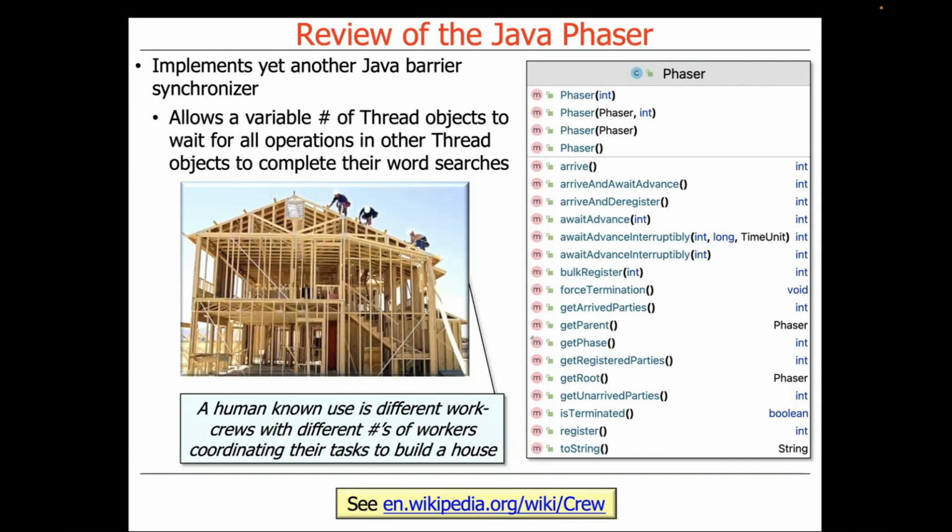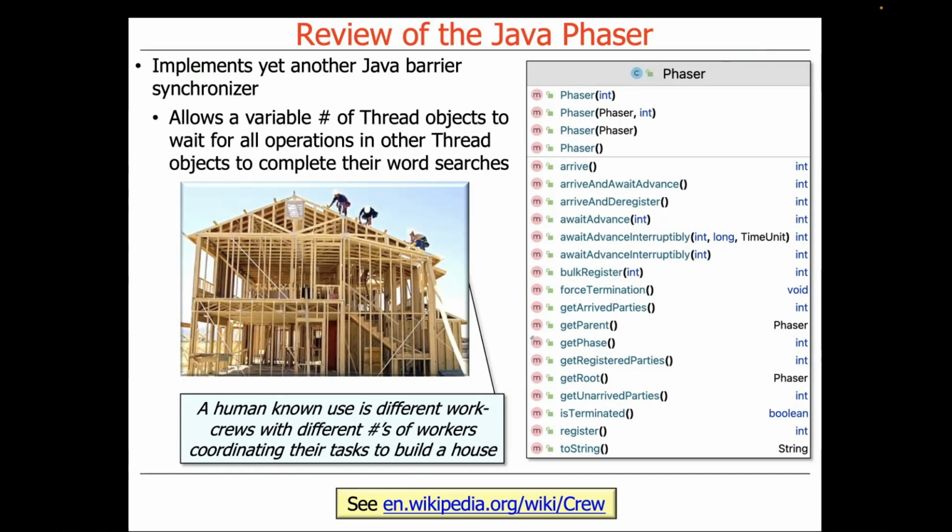So it allows a variable number of thread objects to wait for all operations and other thread objects to complete their word searches. So this is more flexible than CyclicBarrier or CountDownLatch, which can only support a fixed number of parties or threads. And a good human known use of this would be different work crews with different numbers of workers coordinating their tasks when, say, building a house.